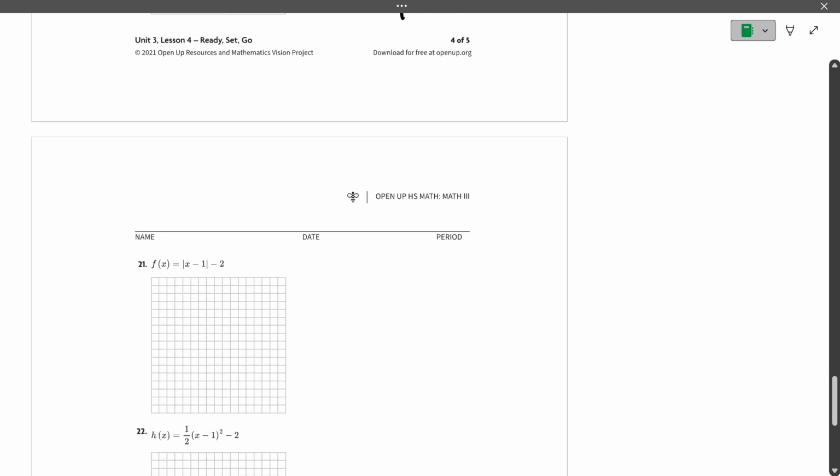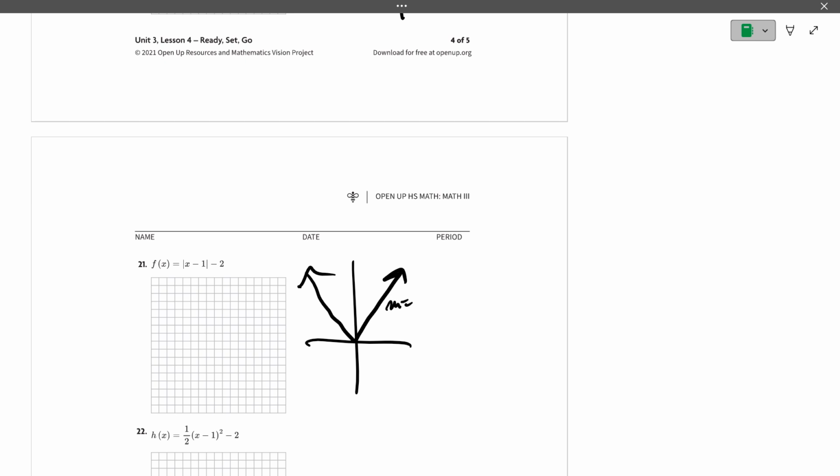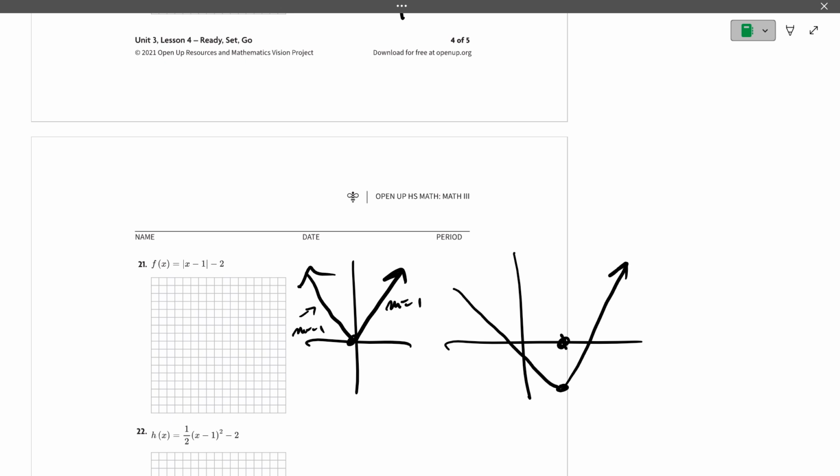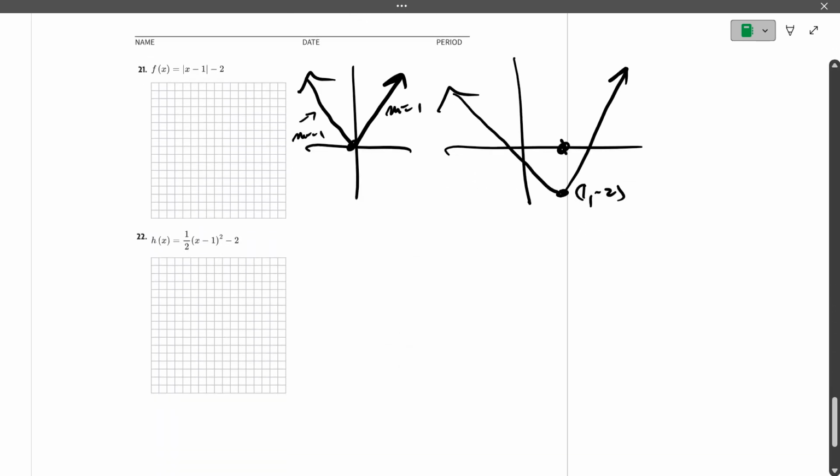The next one, your basic absolute value graph, is a V-shaped graph. Each side of the graph, this side has a slope of 1, this side has a slope of -1. What we're doing here is we're shifting 1 to the right. So my vertex is going to shift over 1 to the right, and then down 2, down into here. So my shape is going to look like that. This will be the point 1, -2. And the slope should still be 1 on each side.